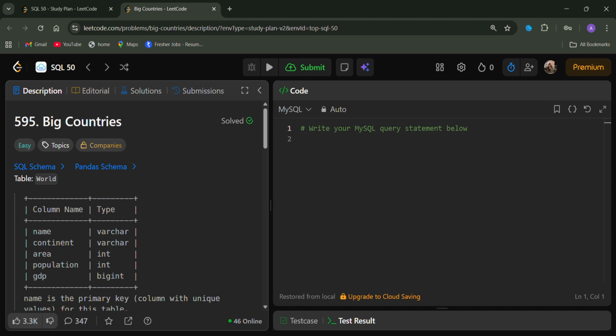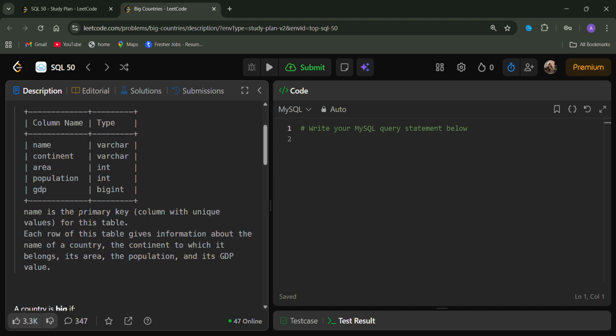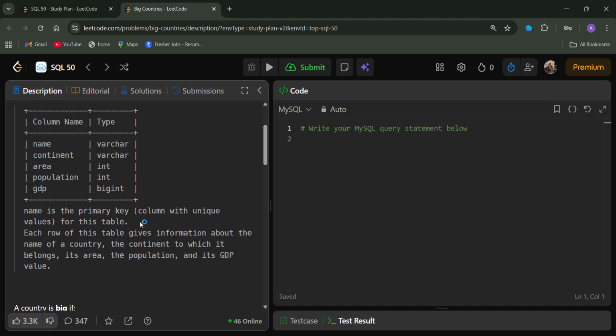So the table name is World. The column names given are name, continent, area, population and GDP. Now the types are also given. Name and continent have type varchar, for population and area it is int, and for GDP it is bigint. Name is a primary key column with unique values for this table.